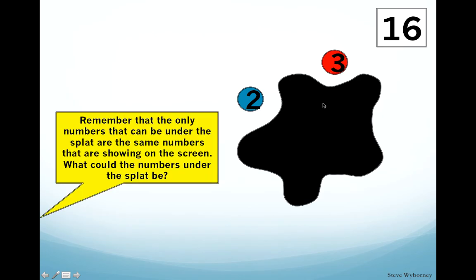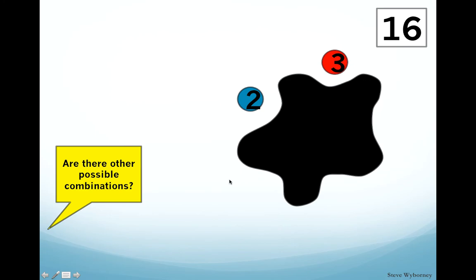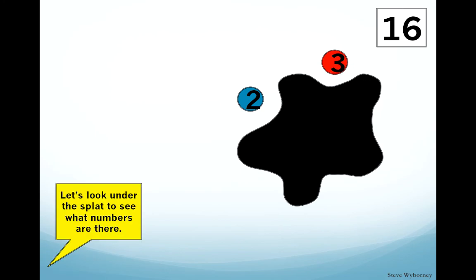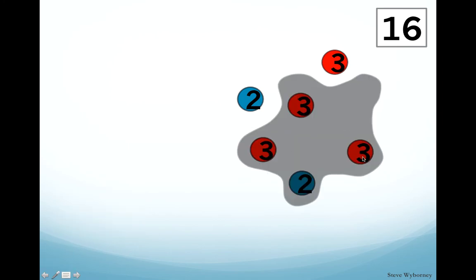Now, the next thing you need to remember is that the combinations underneath the splat can only be made with the numbers 3 and the numbers 2. So sets of 3s or sets of 2s. So what are some combinations you can come up with? If the number here is 11, how can we make 11 with sets of 3s and sets of 2s? What are some combinations? Okay, let's look under the splat to see what numbers are there. Yep, did you come up with 3 sets of 3 is 9 and 1 set of 2? Or did you come up with 4 sets of 2 and 1 set of 3? Either one would be acceptable.